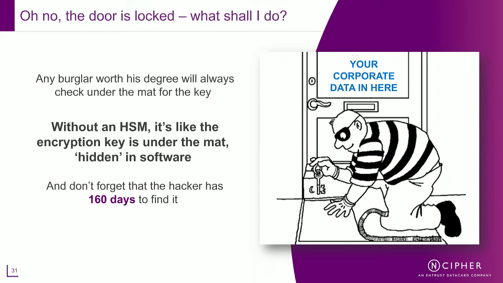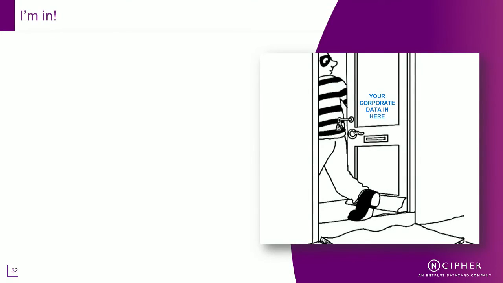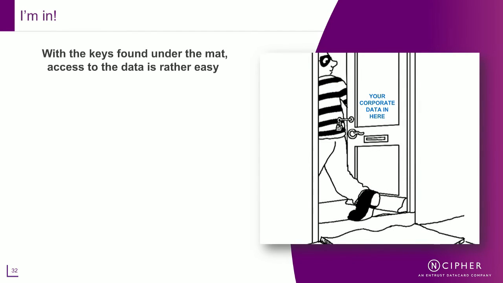And don't forget that the hacker has 160 days to find this key that's hidden under the mat, under the flower pot, under the rock that's in the rock garden. So once they're in, they can easily access your data because the keys are easy to find under the mat. And then they get access to all that data and they can expose it.